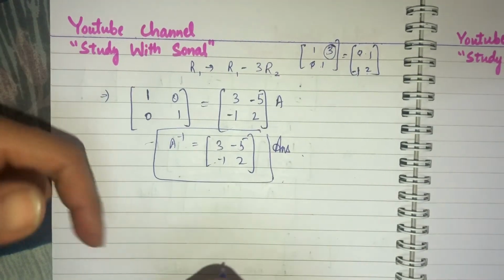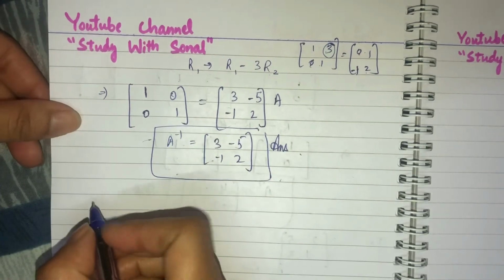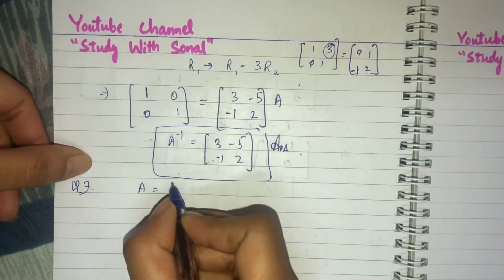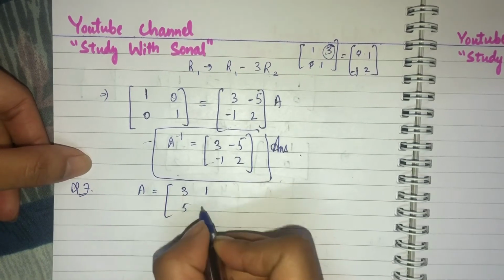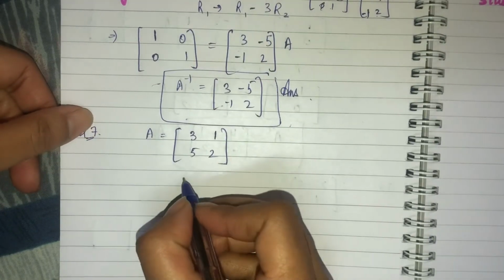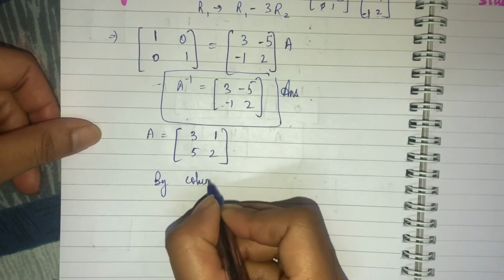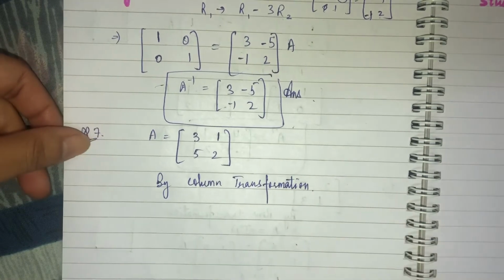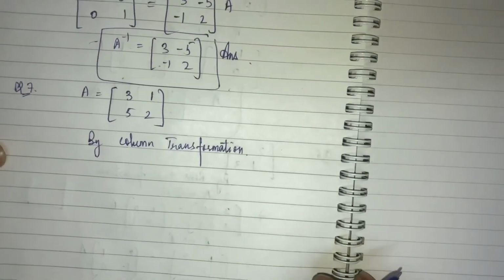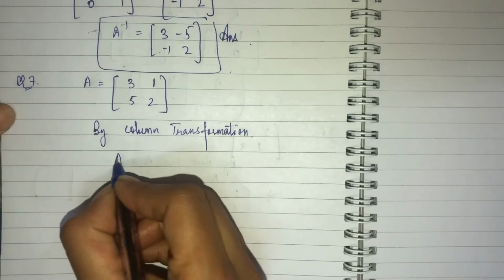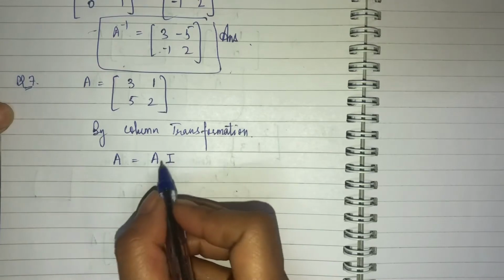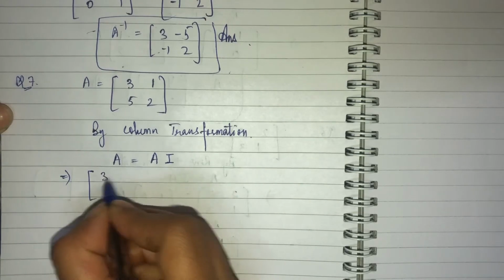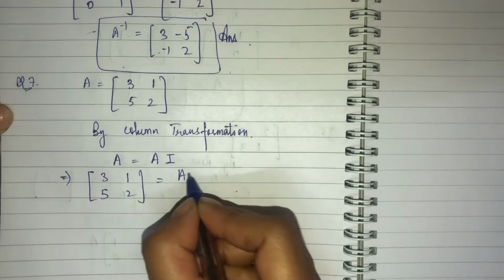Now let's do the questions with column transformation. By column transformation I'm doing here. Okay. Next question. Question number 7. I have 3 1 5 2. So by column transformation I'm doing here. तो column transformation में हमको क्या करना होता है ना? A is equal to AI. I can write that. This time you have to shift I पीछे, ठीक है. So write it here, and same way say we will go.